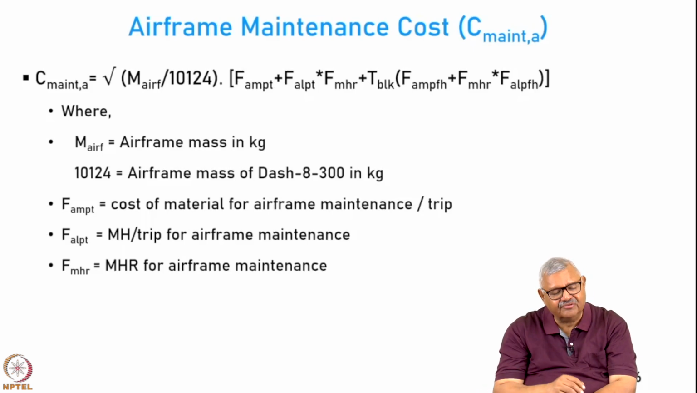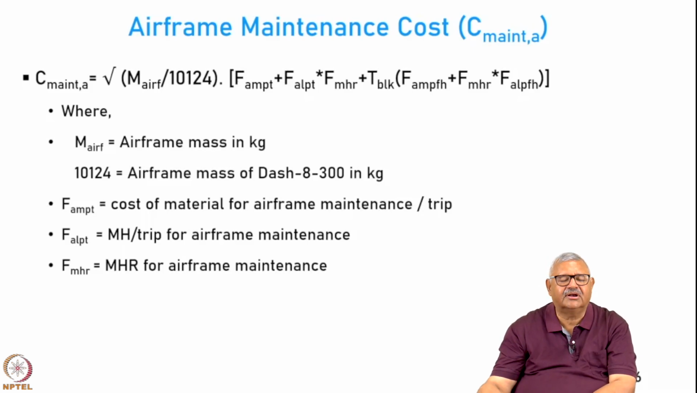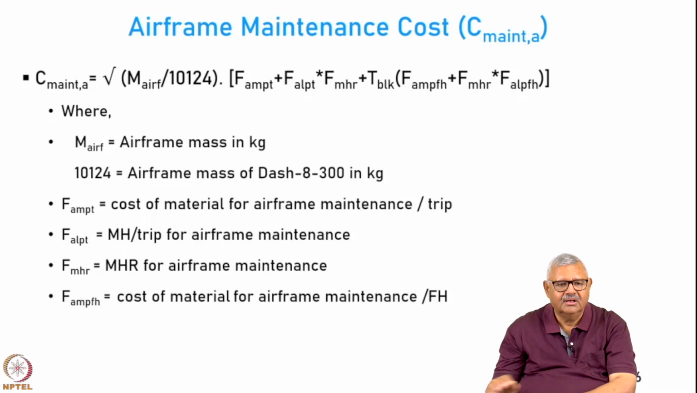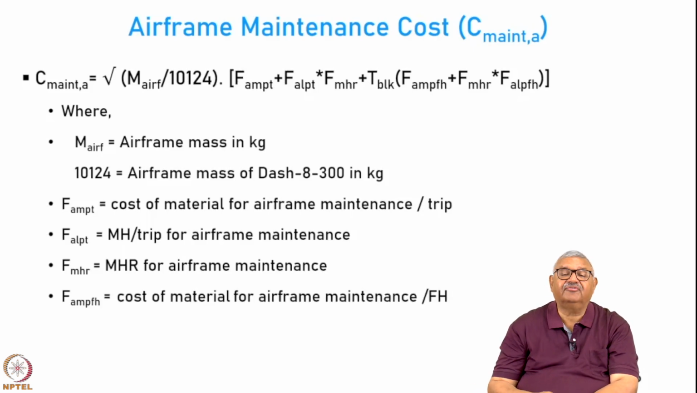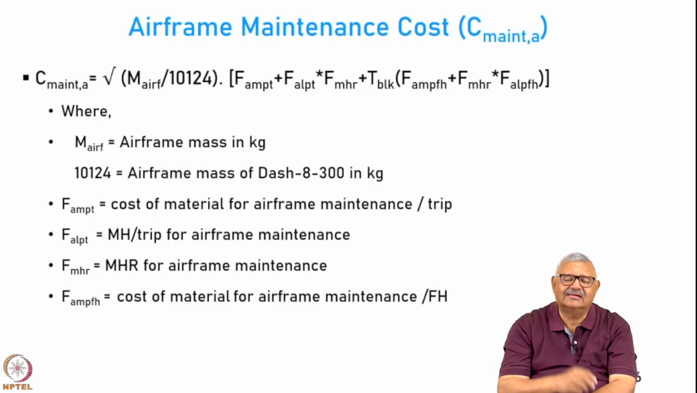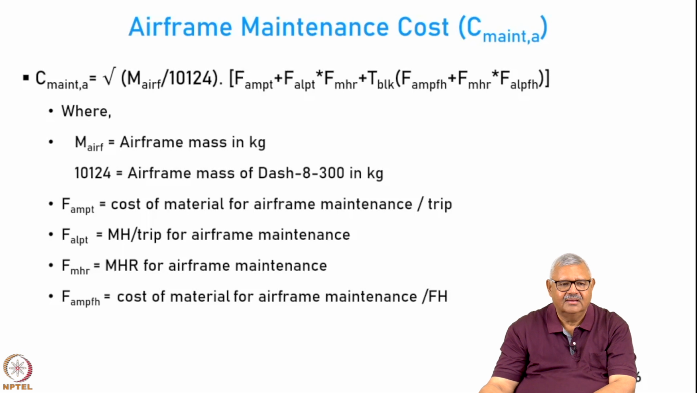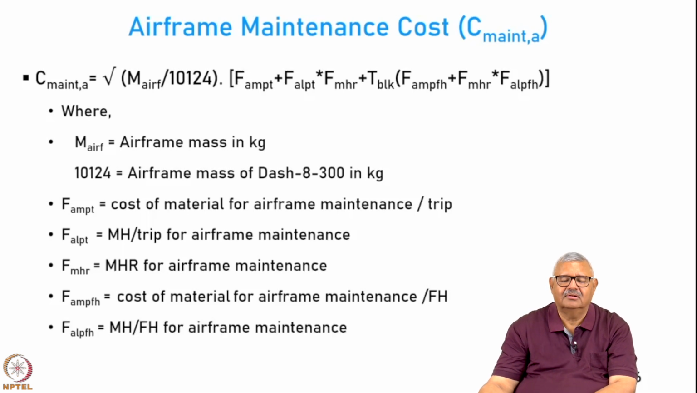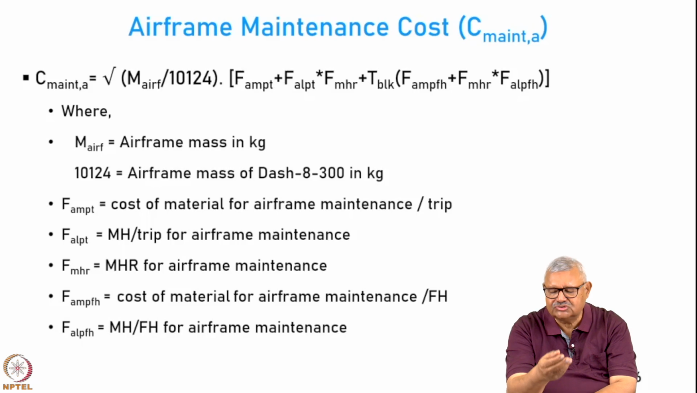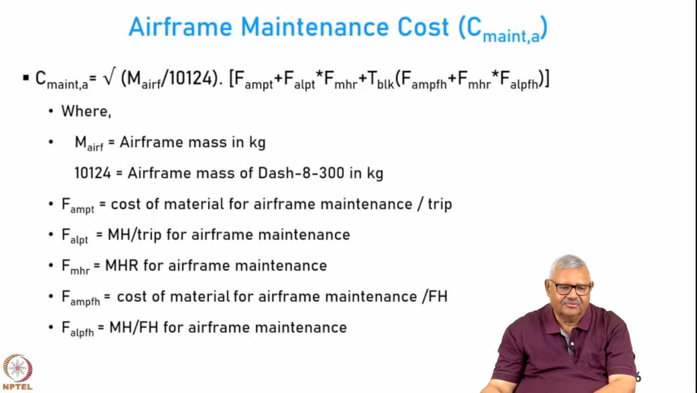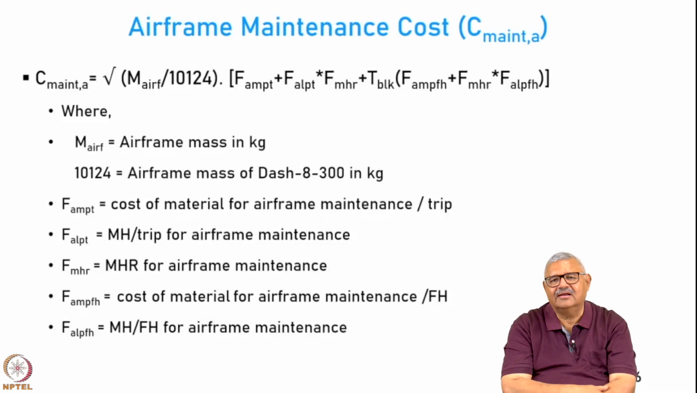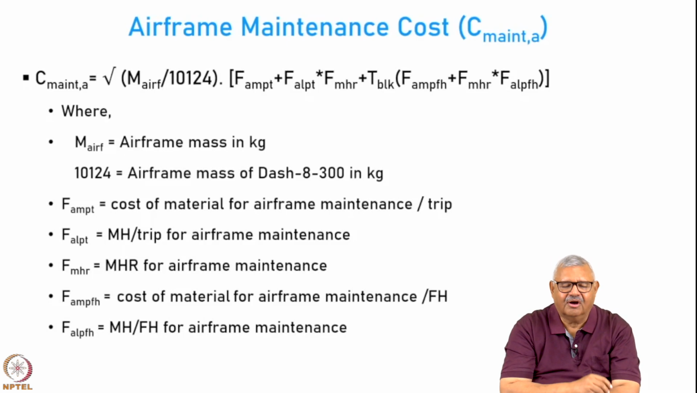Then you have certain costs which are incurred as a function not of the trip, but of the block hour. FAMPFH is the cost of material for airframe maintenance per flight hour. Depending on how many hours you fly, certain materials have to be replaced and there is a cost for that. So, this will have to be multiplied by T block to get the cost per trip. And also to do this work you require manpower. That manpower also is going to have some man-hour rate. So, the number of hours required to do this work multiplied by the man-hour rate of the labor, plus the cost of material.